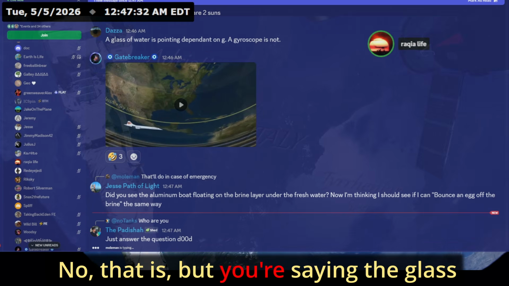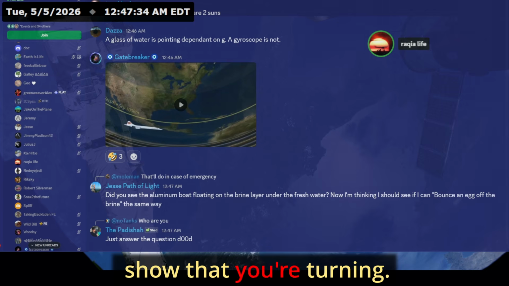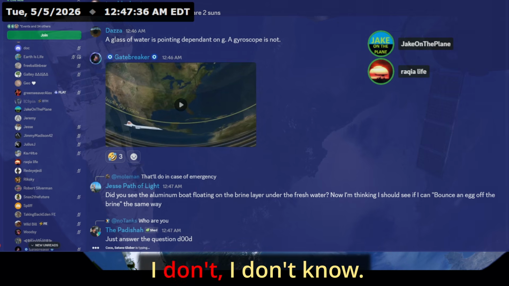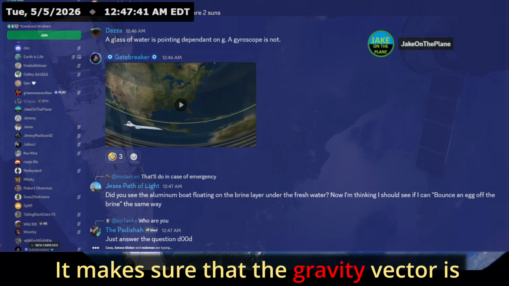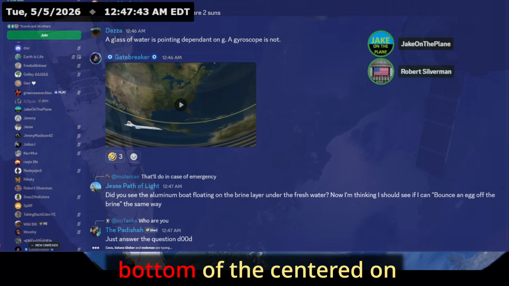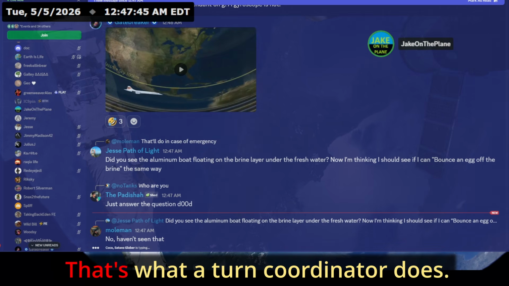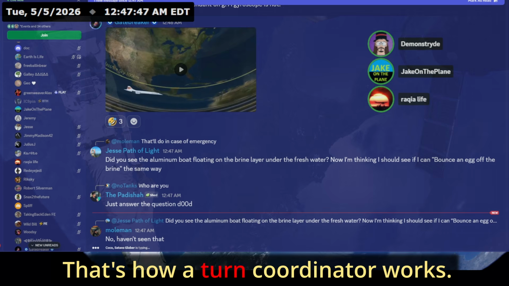I know what that is, but you're saying the glass of water wouldn't show that you're turning? I don't believe that. I don't know what you're talking about. How do you think a turn coordinator works? It makes sure that the gravity vector is always centered on the bottom of the plane. That's what a turn coordinator does. That's how a turn coordinator works.